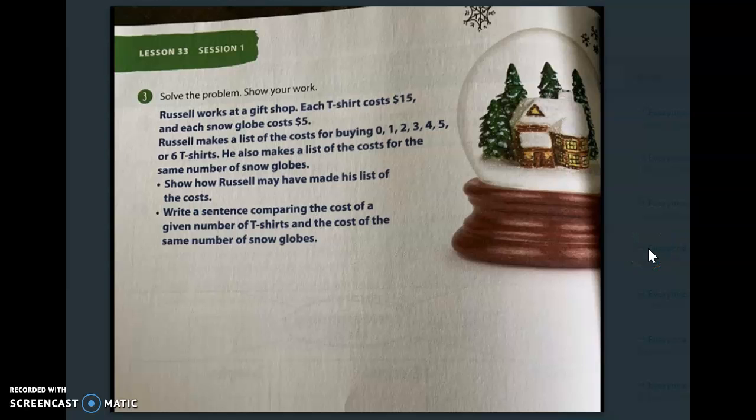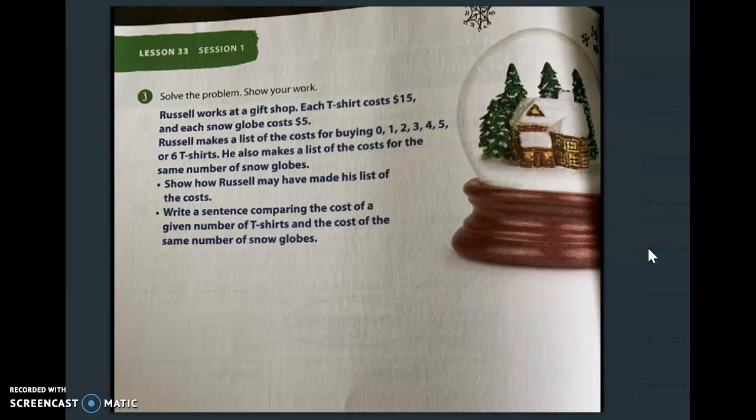Let's practice one more together, and then you'll have some work to do on the Draw It slides. So it says solve this problem and show your work. Russell works at a gift shop. Each t-shirt costs $15 and each snow globe costs $5.